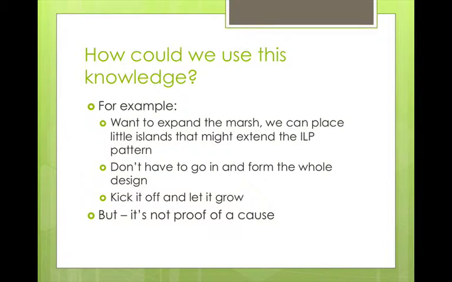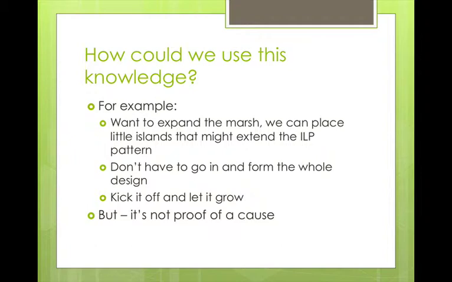Now, we could use this, for example, in the marsh, because maybe if we wanted to expand the marsh, we could place little islands that might extend the ILP pattern. Strategically placed little floating islands might extend that. So you could actually help the ILP pattern along by putting in tiny little islands. You don't have to go in and redo the whole process of marsh generation. You might be able to accelerate it by just putting in targeted little areas.